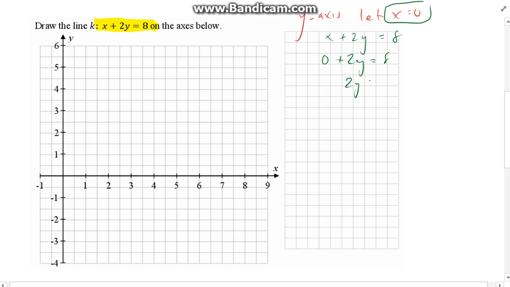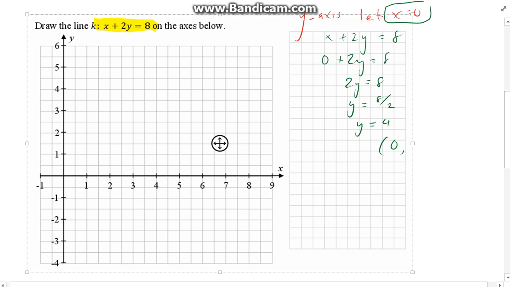So I'll have 2y is equal to 8. The 2 and the y are multiplying, so if I bring that 2 across, it divides. That gives me y is equal to 8 divided by 2, which is 4. The x was 0, because we said we'd let x equal 0, and the y was 4. So it's the point 0, 4. If I come over to my graph, I can draw that. 0 on x is here, and 4 on y is up there, so that's my point.